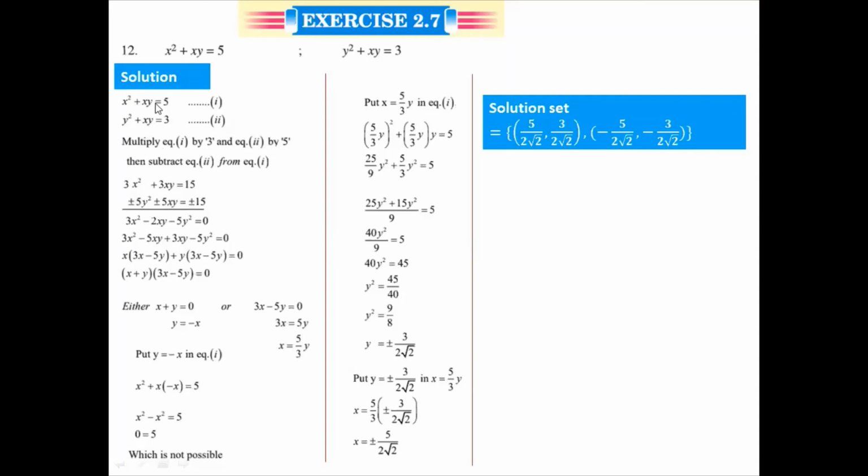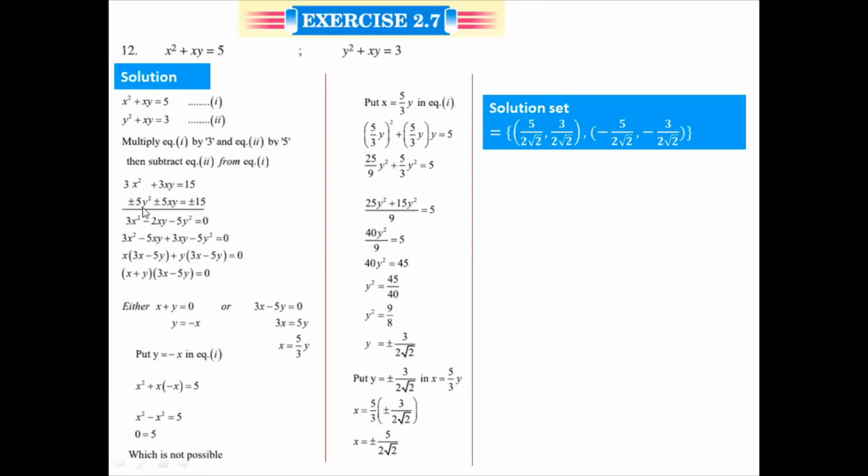After multiplying equation 1 with 3, we have 3x square plus 3xy is equal to 15, and secondly we multiply the second equation with 5. We have 5y square plus 5xy is equal to plus 15. For subtraction we have to change the signs. So when we change signs, this positive 15 cancels out with this negative 15, and we are left with 3x square minus 2xy minus 5y square is equal to 0.